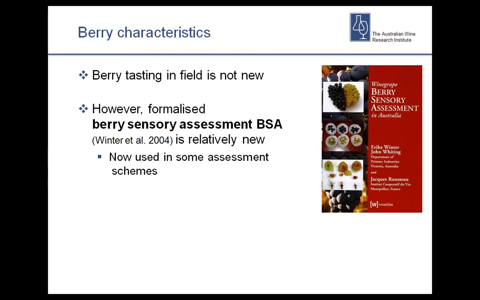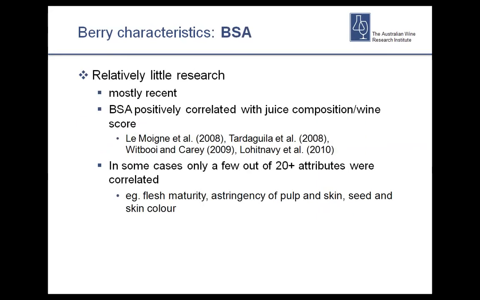And it is now used in some assessment schemes. But it's interesting, there's been relatively little research on this formalized BSA, and most of it has been done quite recently. To give you some indication of some of the research that has been done, in some studies, BSA was positively correlated with juice composition and wine score, but in some cases only a few out of the 20 or so attributes were actually correlated, and those that were correlated the best include flesh maturity, astringency of pulp and skin, and seed and skin colour.